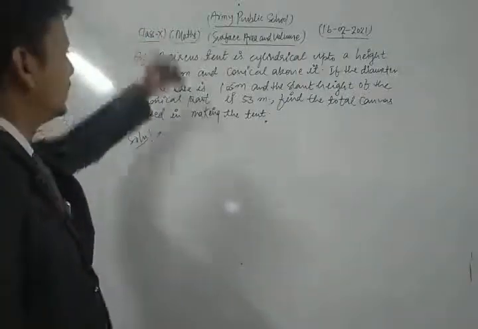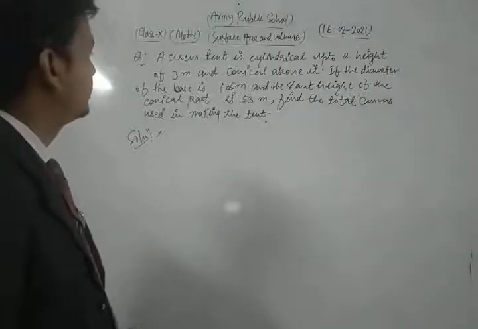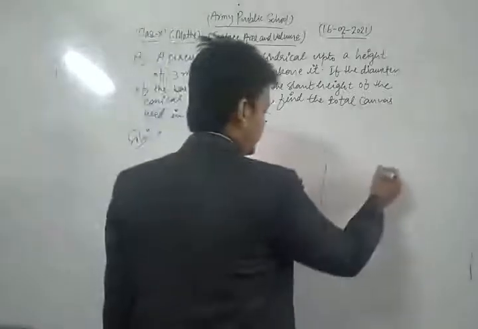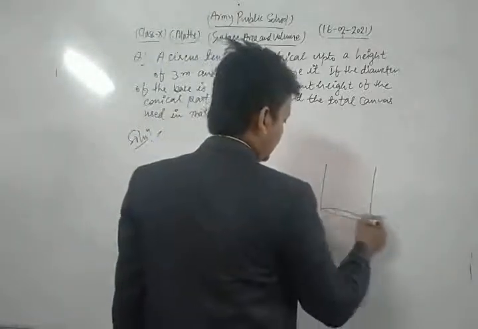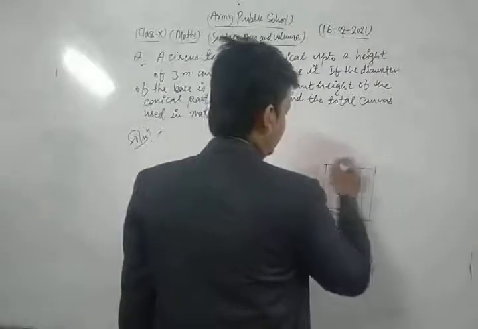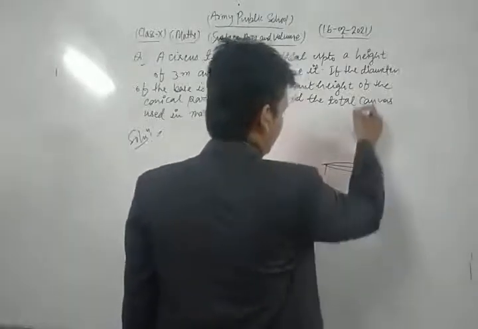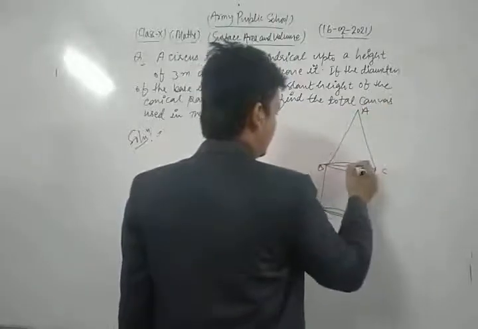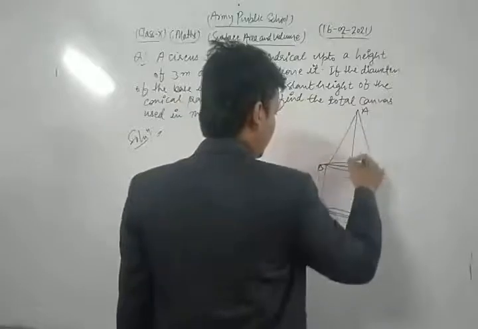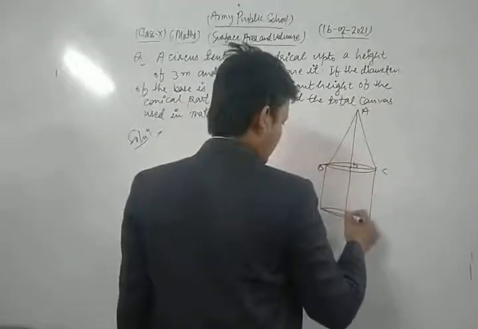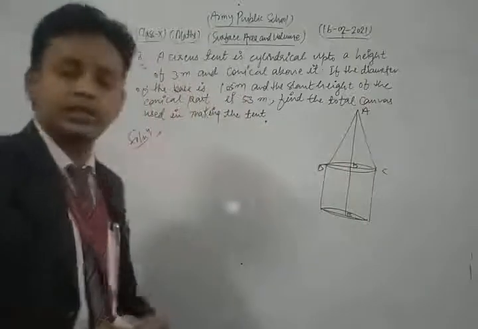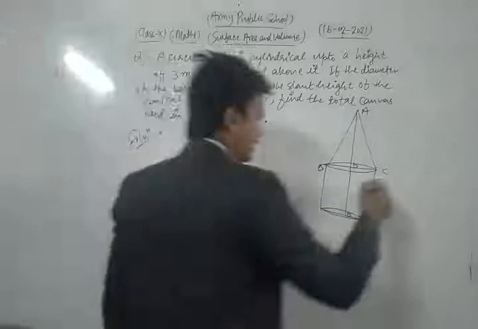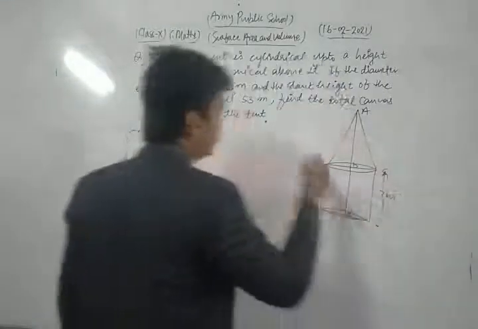Let's see, dear students. Here, a circus tent is cylindrical up to a height of 3 meters and conical above it. So the shape of the tent is drawn in this way. This is A, B, C, D, E. This is the shape of the circus tent, cylindrical at a height of 3 meters and conical above it.